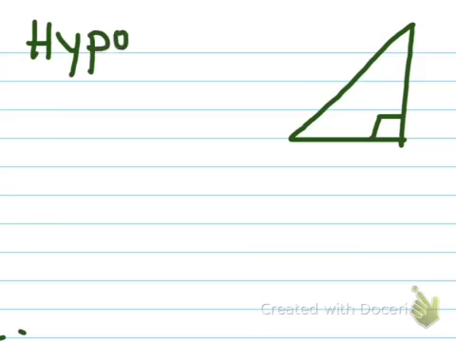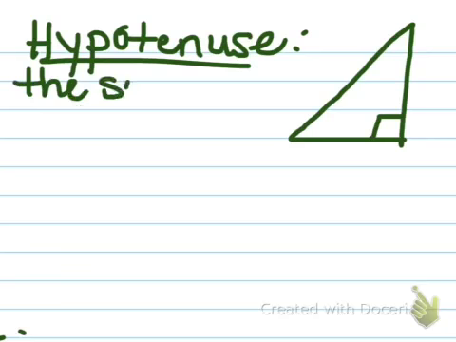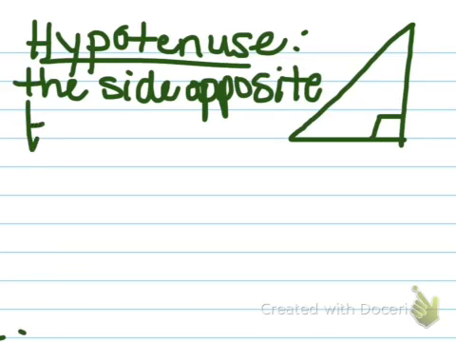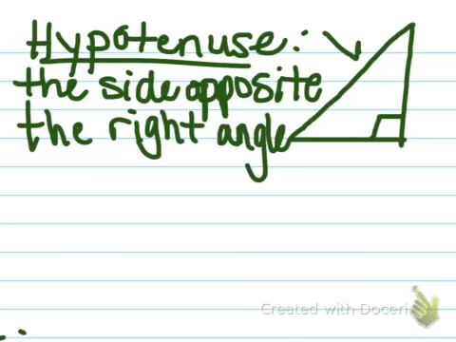Before we look at the Pythagorean theorem, we have to look at the two parts of the triangle that we're going to need. The first part is the hypotenuse. The hypotenuse is the side opposite the right angle in a triangle. It will be the longest side in a right triangle as well.